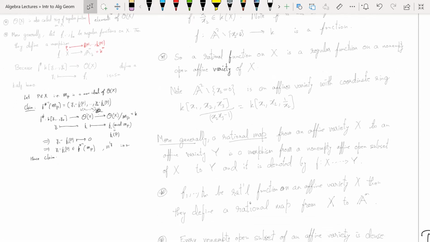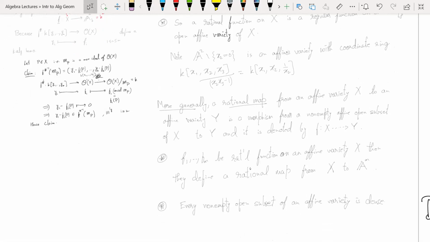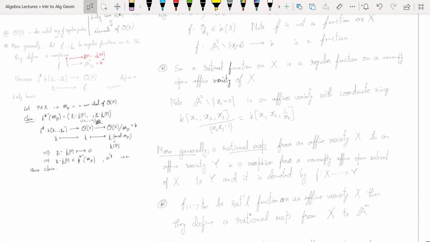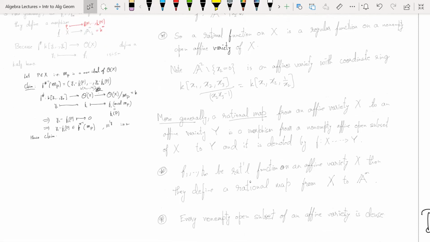This is how people were talking about these kinds of functions. So again, more generally, this is a rational function, and if you want to talk about a rational map, a rational map for an affine variety x to an affine variety y is a morphism from a non-empty affine open subset of x to y, and it is denoted by f from x to y.